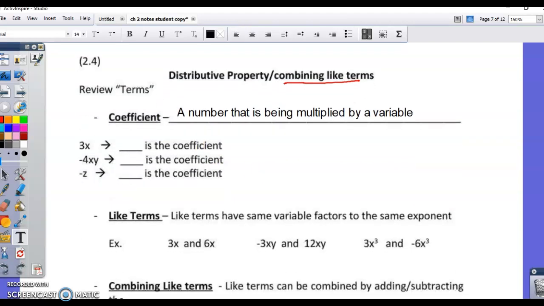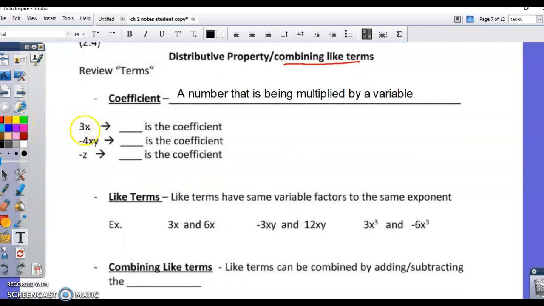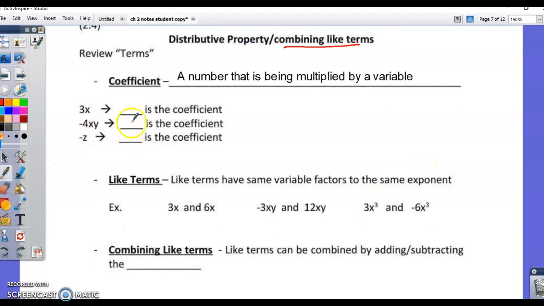Now we have some examples down here. In this term, 3x, the 3 is the coefficient. That is a number that we see that is being multiplied by the x. In this particular problem, -4xy, and again, a term is a number or variable or a number multiplied by various variables, -4 would be the coefficient.